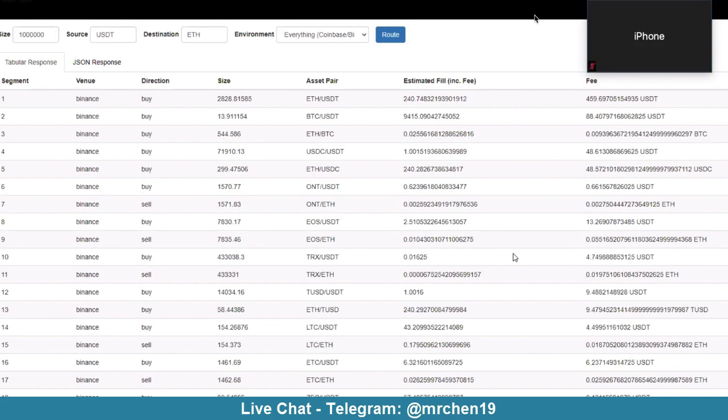Unlike today, if I go over the counter and spend 1 million, I can only create 1 million of volume. I can only create 1 million in transaction fees. But if I'm going to execute this order here, I can create 1.5 million.